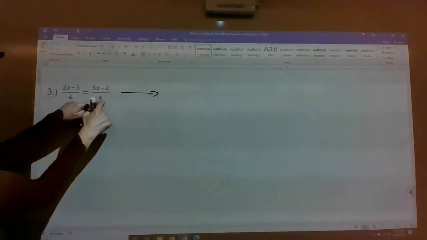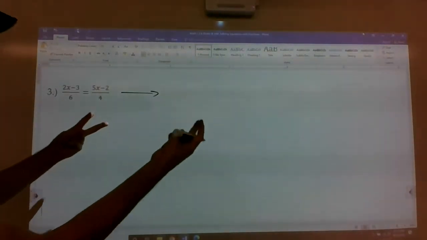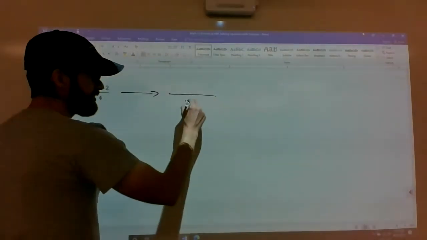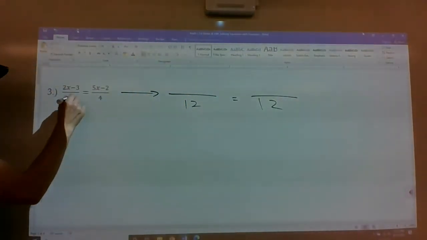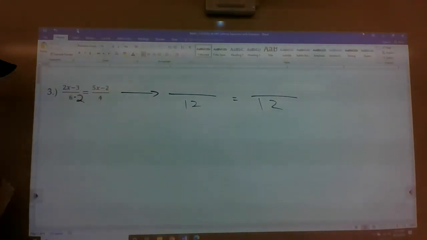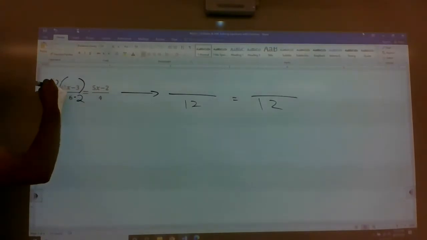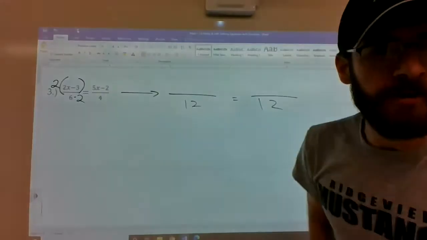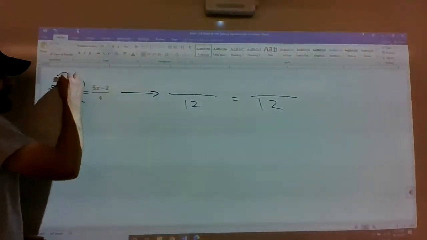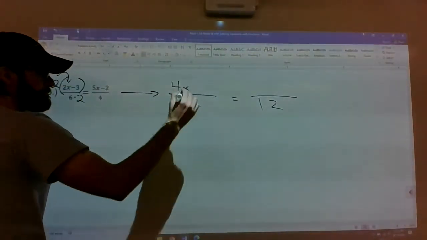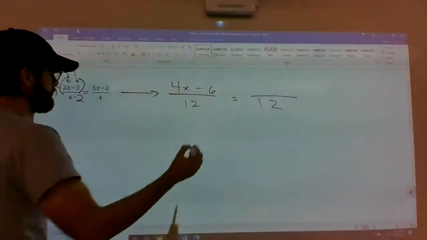Looks like 6 and 4 both go into 12. 6, 12; 4, 8, 12. So let's just do that right away. To get 12, I multiply 6 times 2. So I have to multiply the entire numerator by 2. Can you guys see that clear enough? I believe so. So then 2 times 2x is 4x. 2 times negative 3 is negative 6.